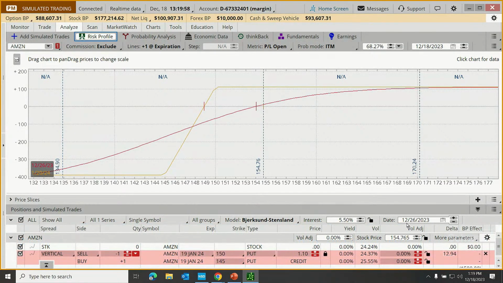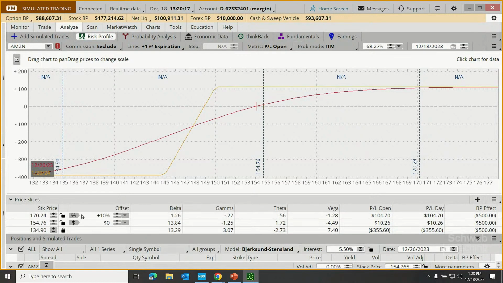All right. So this tool shows us profit or loss scenarios for expiration. It can also show us profit or loss scenarios for any date between now and then. Now I'm going to introduce an addition to this tool. It's called price slices. If you'll notice a little caret right here next to price slices, I'm going to click on that and it opens this up.